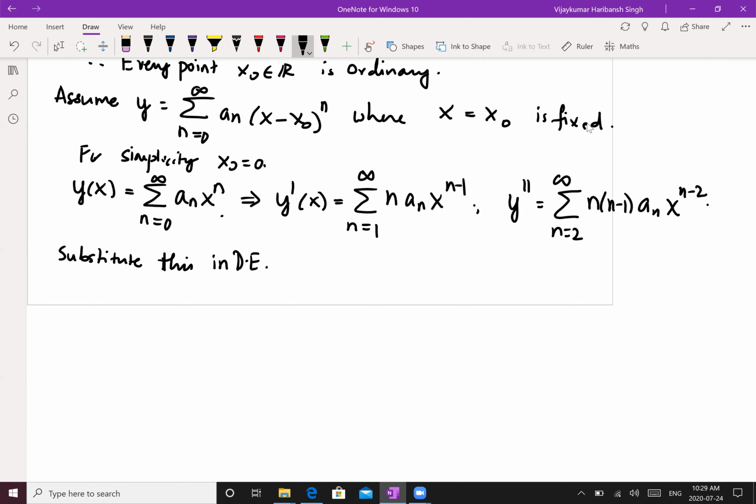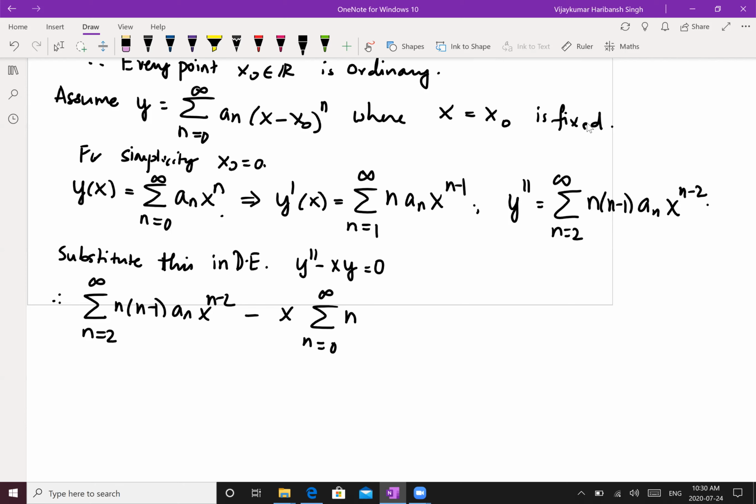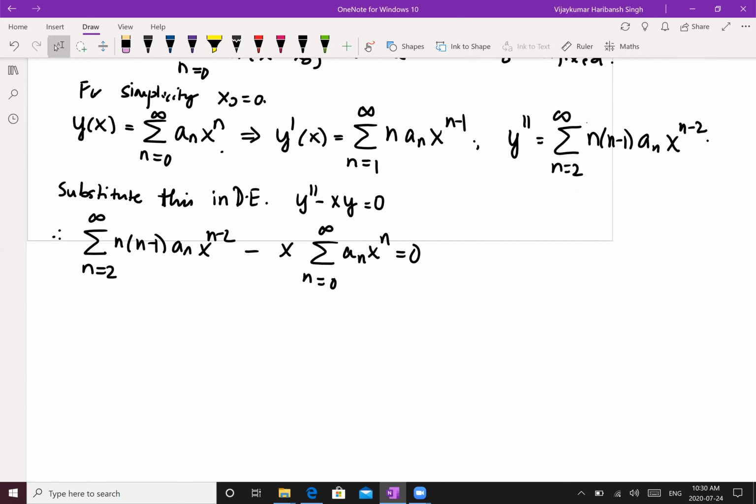So we have y'' minus xy equals 0. Therefore we get summation n equals 2 to infinity n(n minus 1) a_n x to the power n minus 2, minus x y, which is summation n equals 0 to infinity a_n x^n, equals 0. So now I'll basically equate it.